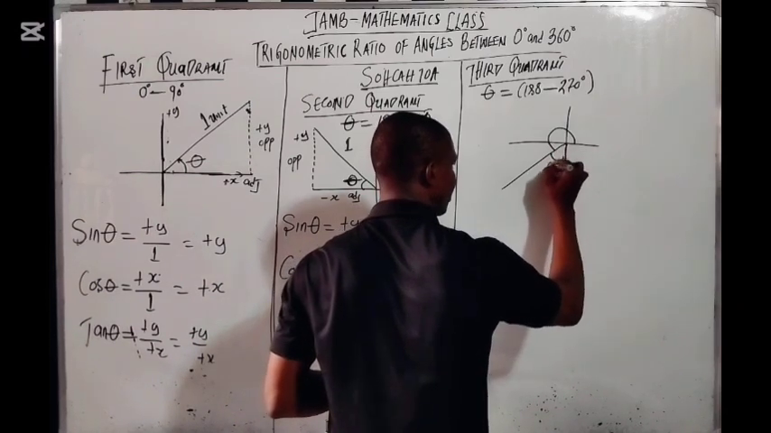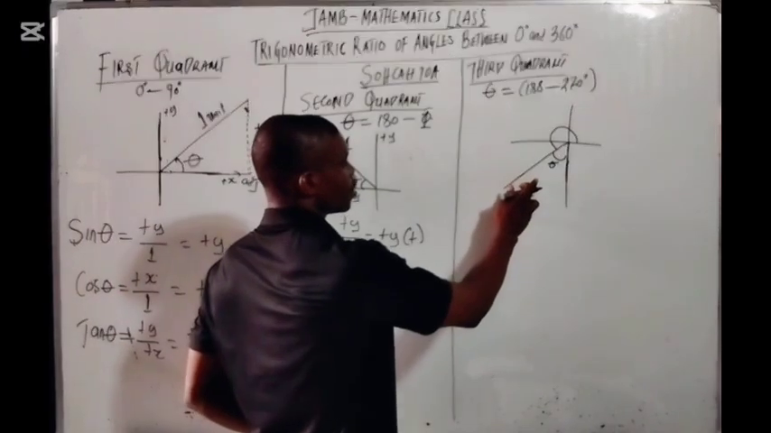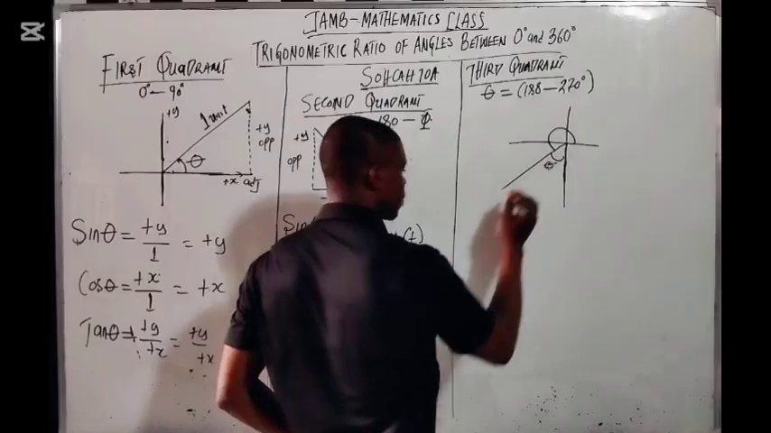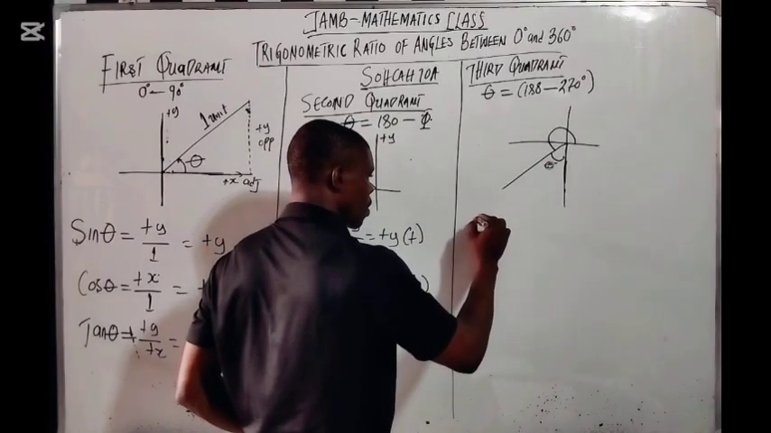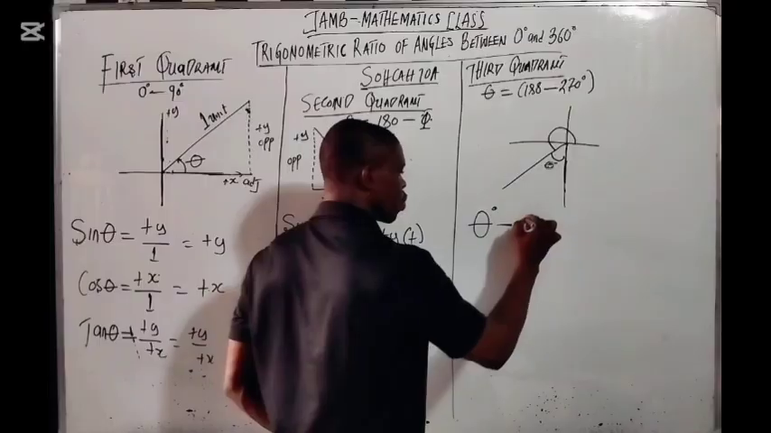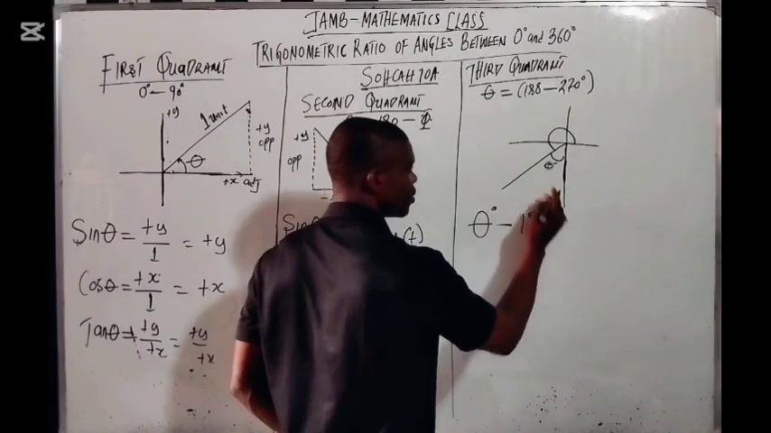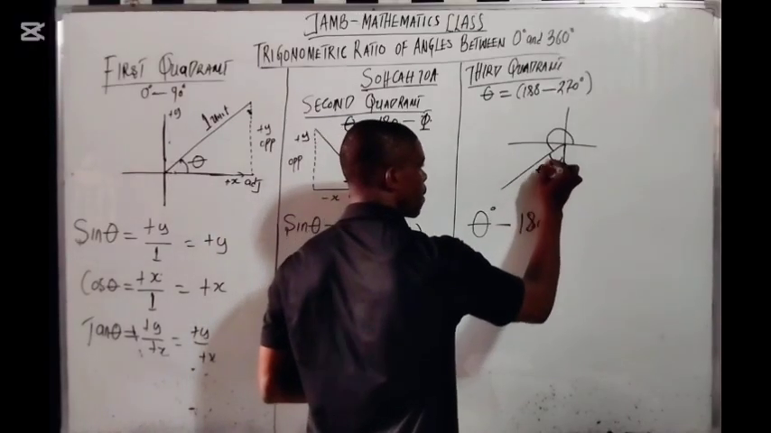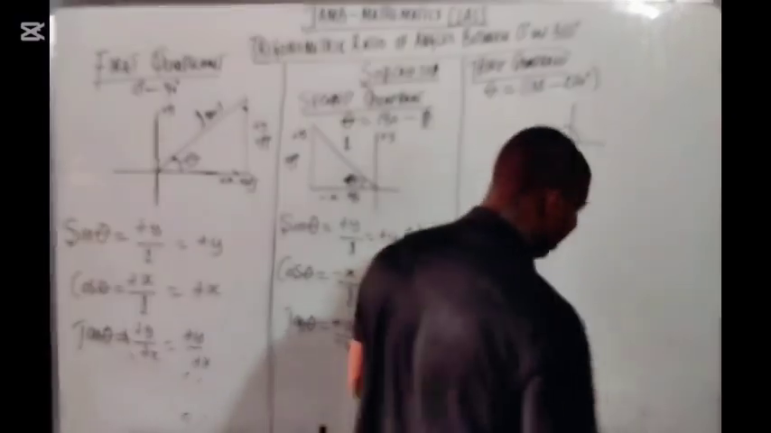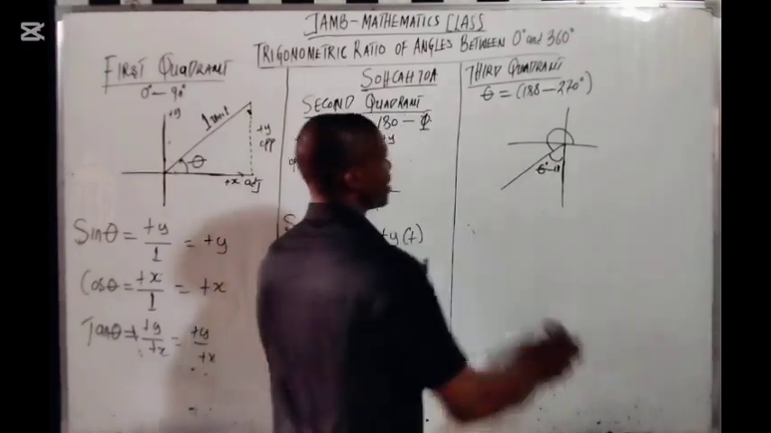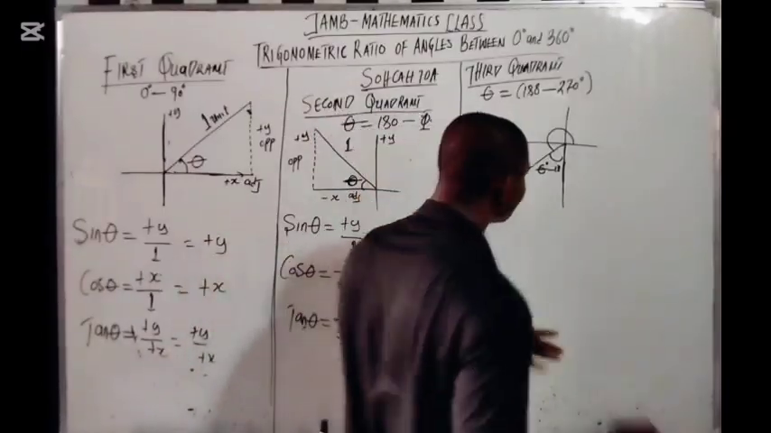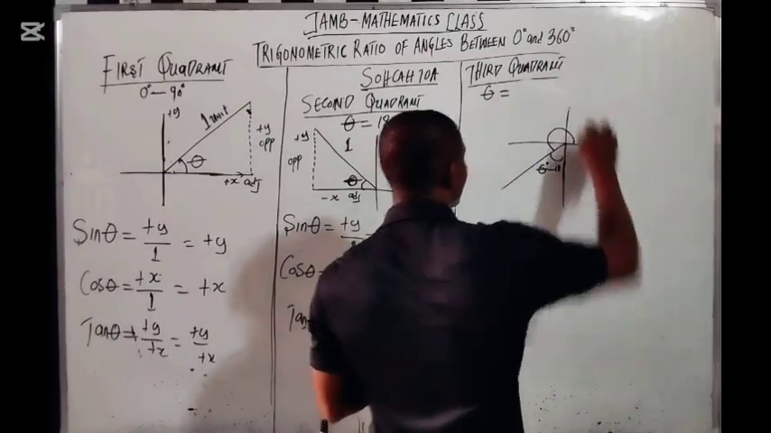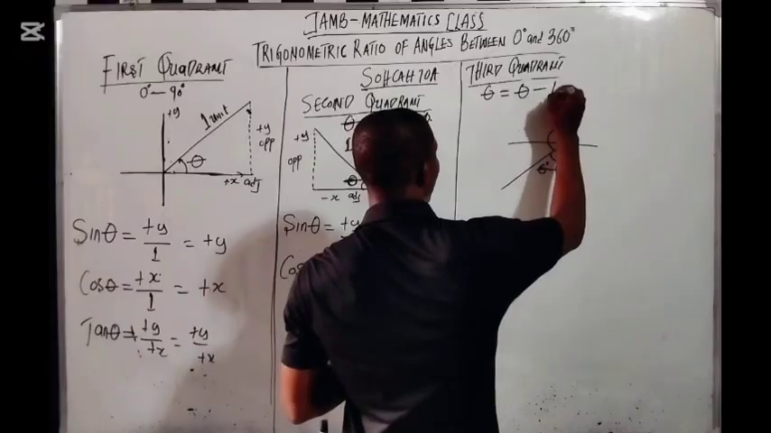So what will this theta here be? The angle here, to get this point, is going to be theta minus 180 degrees. So what you are seeing here is theta minus 180 degrees. That is what you need to understand. In the third quadrant, the angle is between 180 and 270. So to really get the angle here, it's going to be theta minus 180.